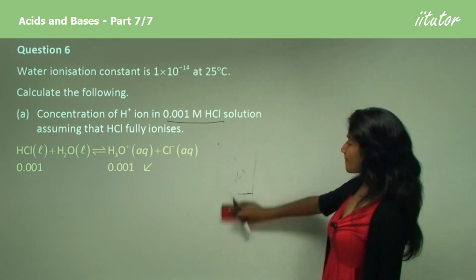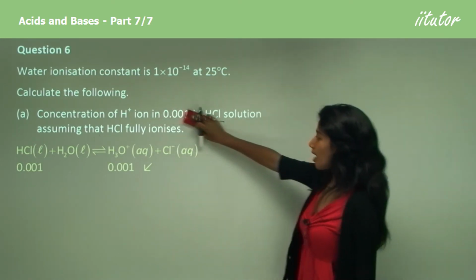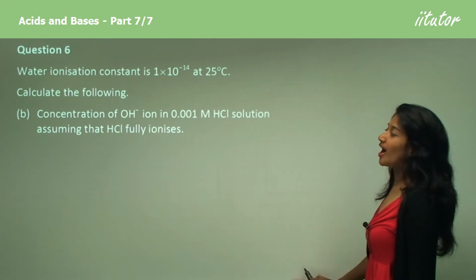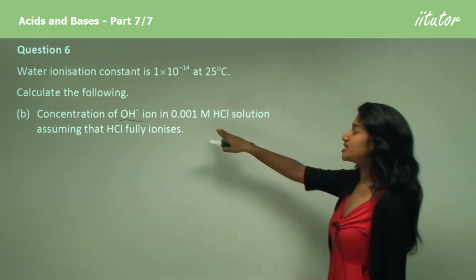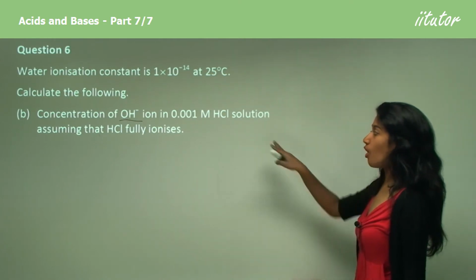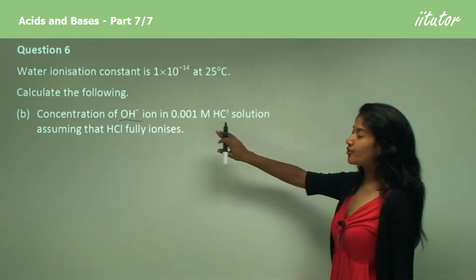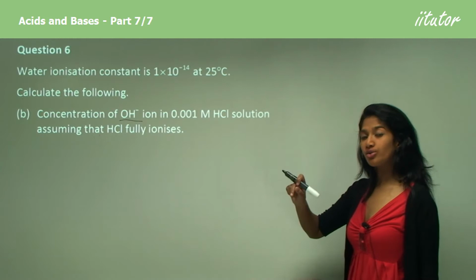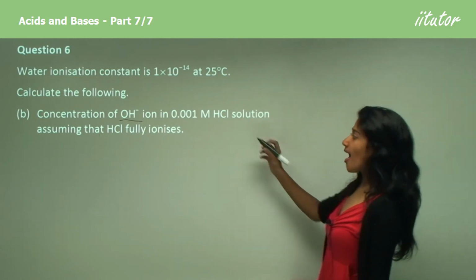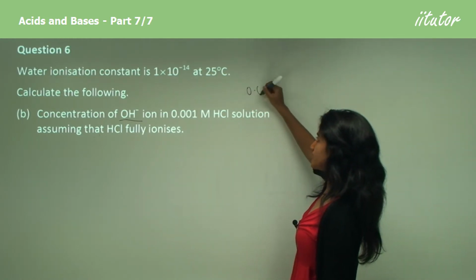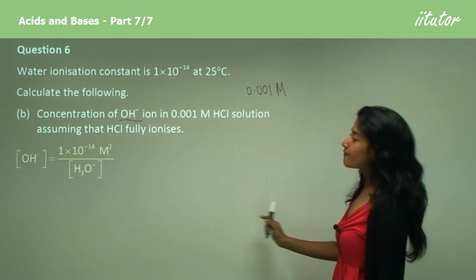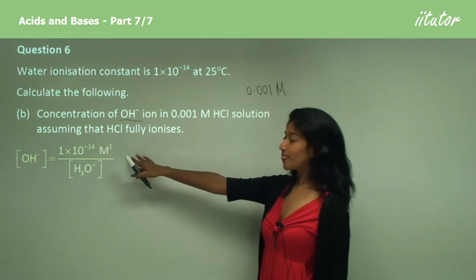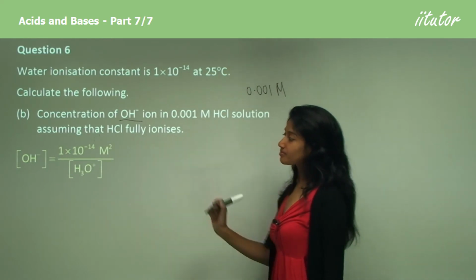Moving to part B. Part B requires you to find the concentration of the hydroxide ions in 0.01 moles of HCl solution. Now, for this part, you would need to know your answer from the other part, and the answer was 0.001 moles.